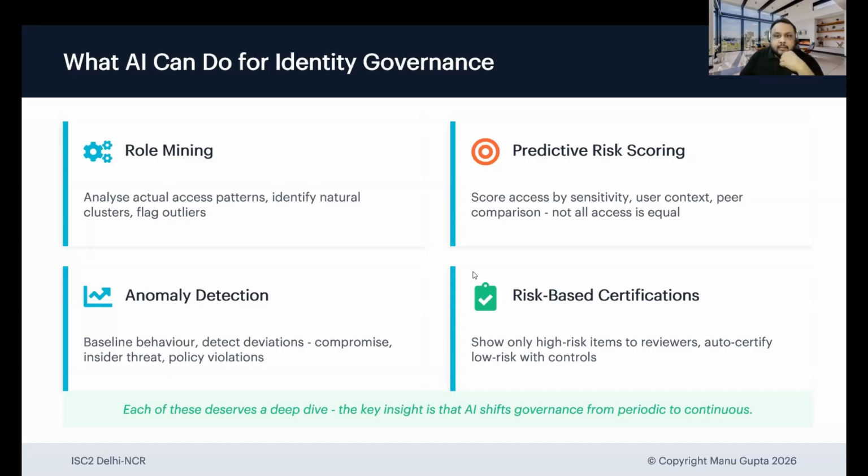I see there is a question. Let me see, how do I open questions? Okay, so Shikhar is asking, can AI integration be done with ZTA?